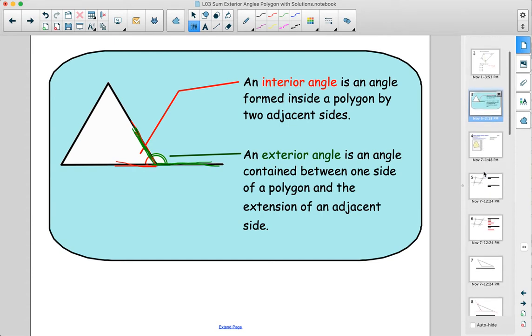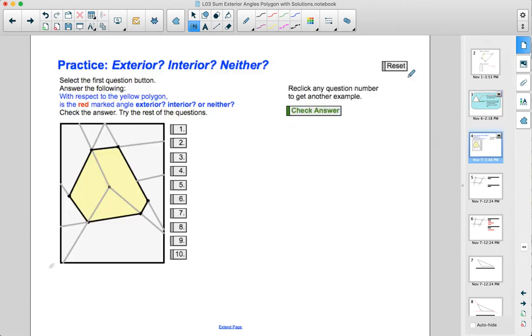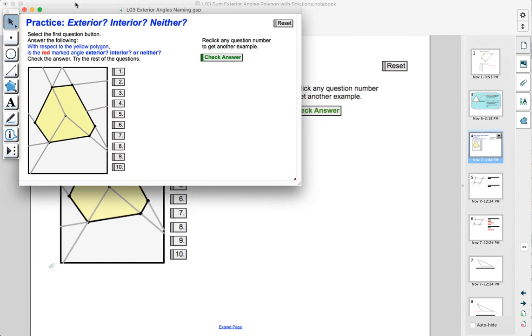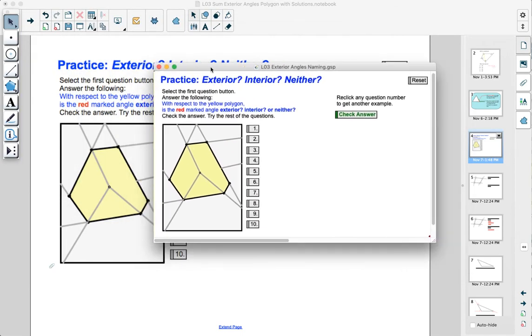So if we were meeting in class, this is where we go to next. We'll see what we can do with this. I'm going to put the pen down. I need to make sure before we start that you understand the difference between an interior and an exterior angle.